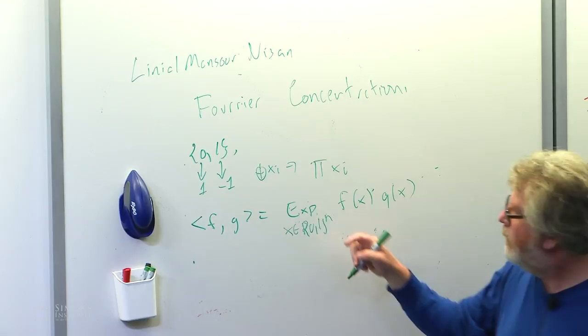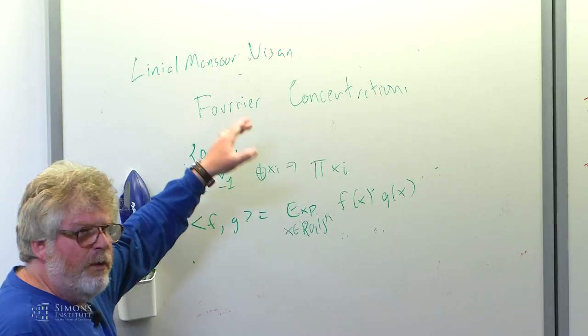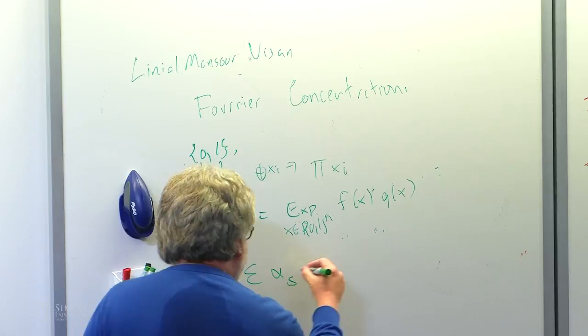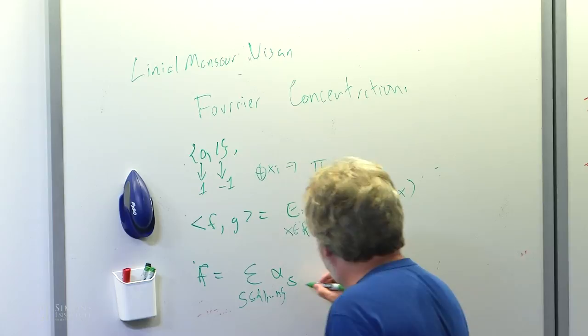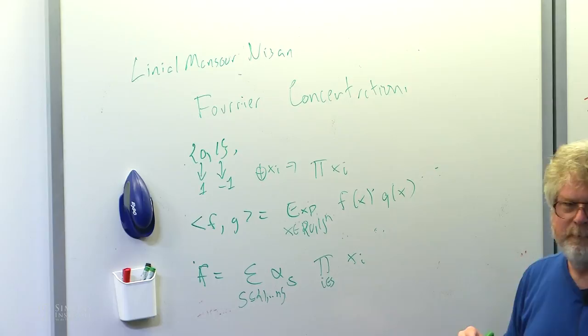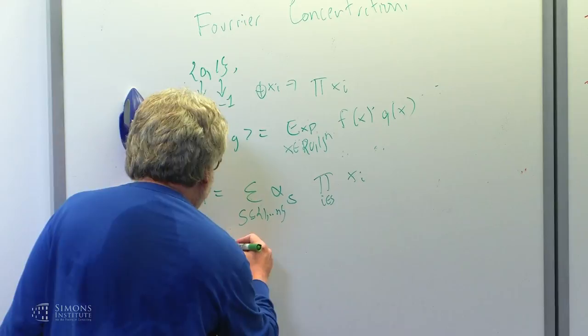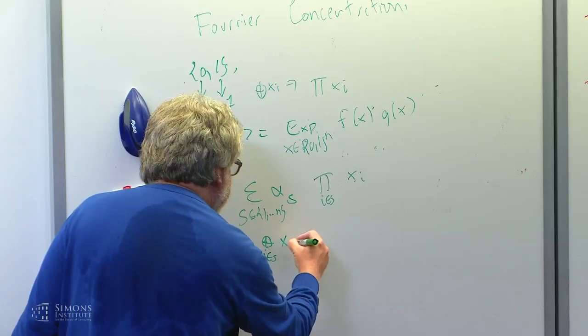So this forms an orthonormal basis, and so we can write any function in terms of this basis. So when we do that, we write f as a sum of alpha s, where s is a subset of 1 to n, times the product over i in s of xi. And now it's actually easy to see that these alphas have an intuitive definition. They're just the correlation of the function with the corresponding parity.